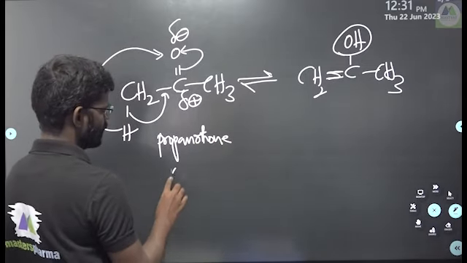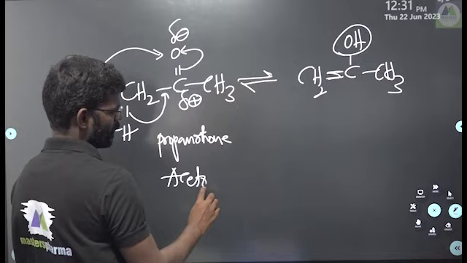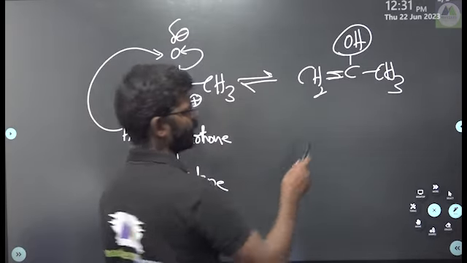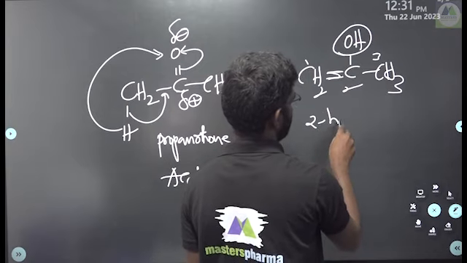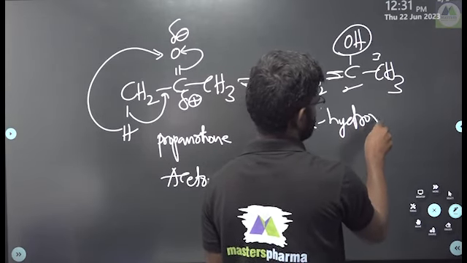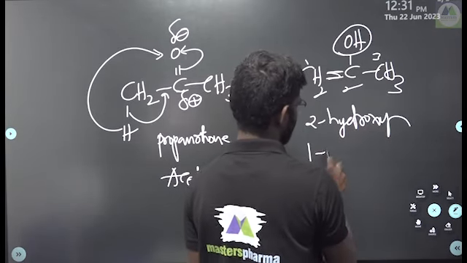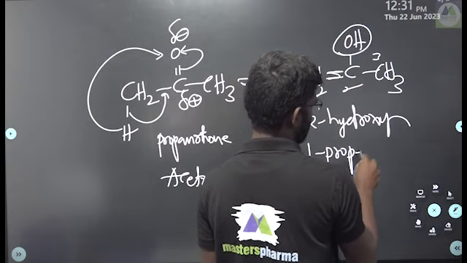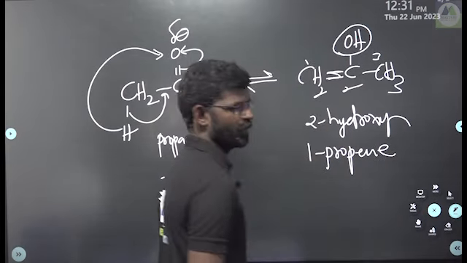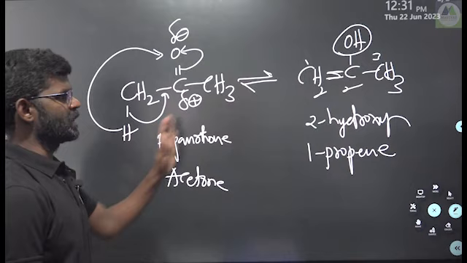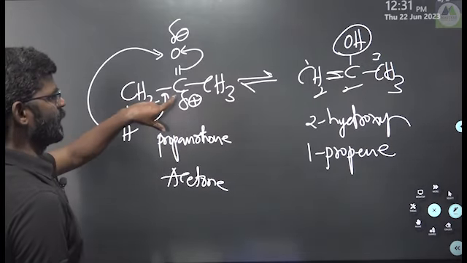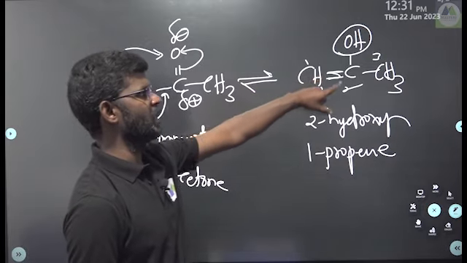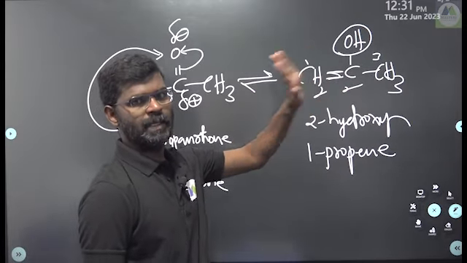Otherwise acetone. So acetone is converted to, give the numbering 1, 2, 3, 2-hydroxy-1-propene, not propane. Here, at the first position, there is a double bond. So this is called keto-enol tautomerism. Observe here: CH3, C double bond O, CH3, becomes CH2, C, OH, CH3, with a double bond.